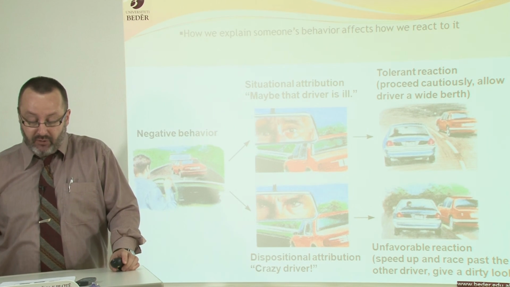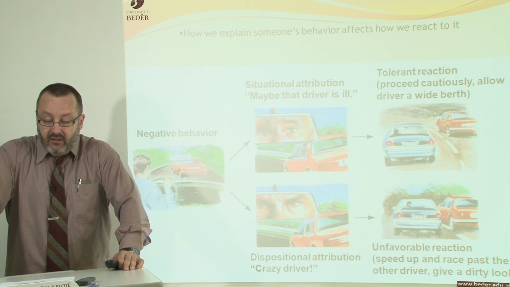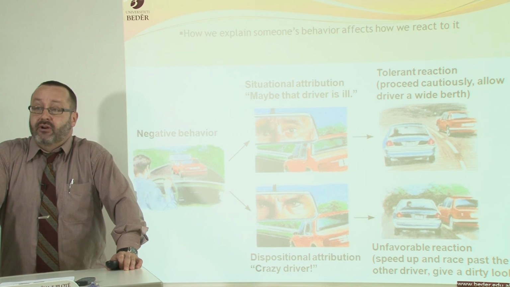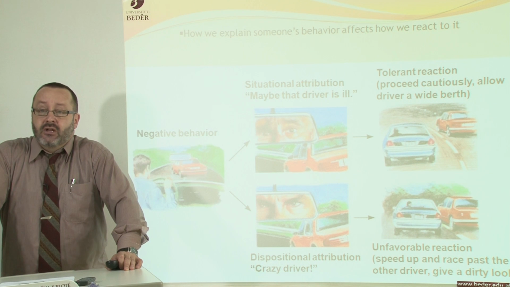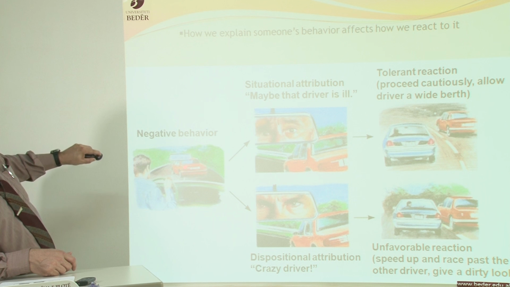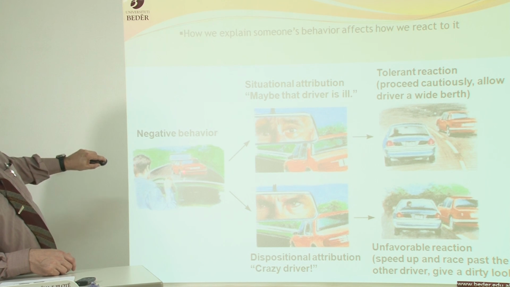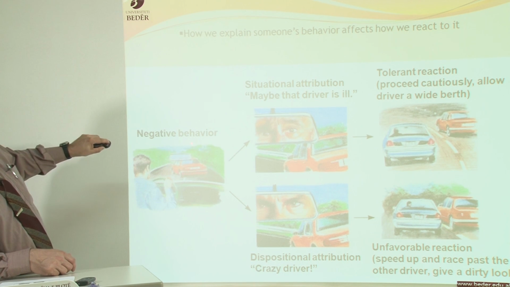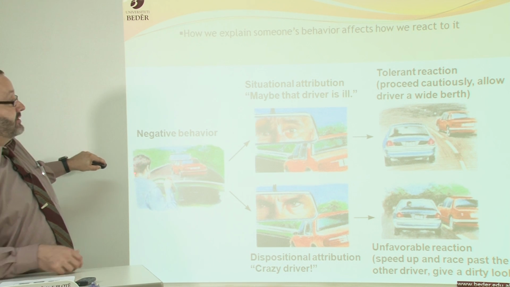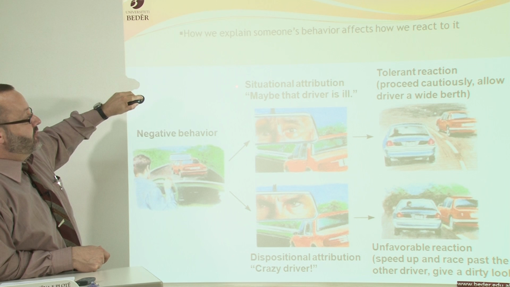Here's another example. Again, continuing with social thinking, how we explain someone's behavior affects how we react to it. So negative behavior of the other driver here, as we can see, there's a red car, he's driving in the middle of the road, and this is you, or this is our subject, situational attribution.